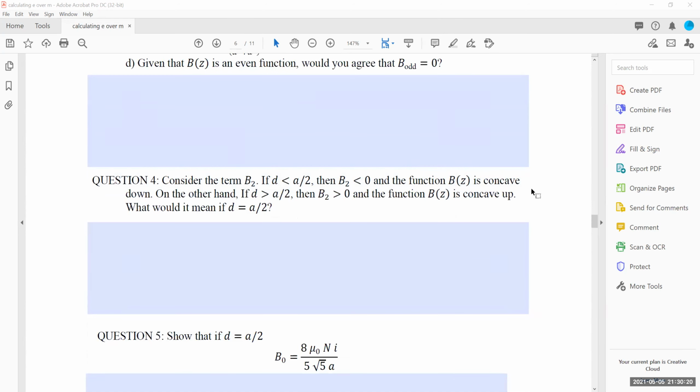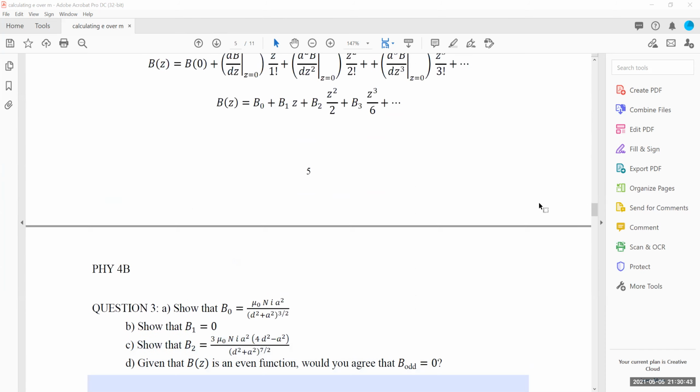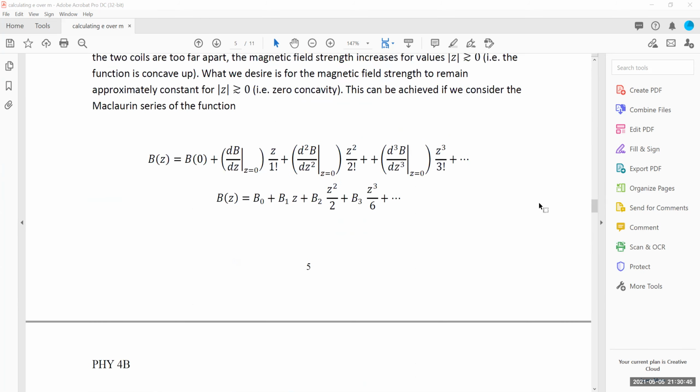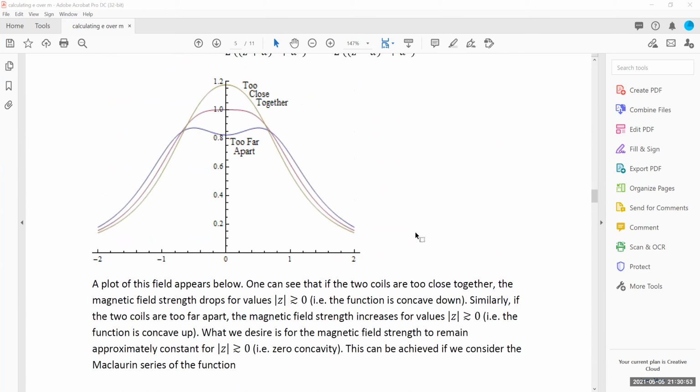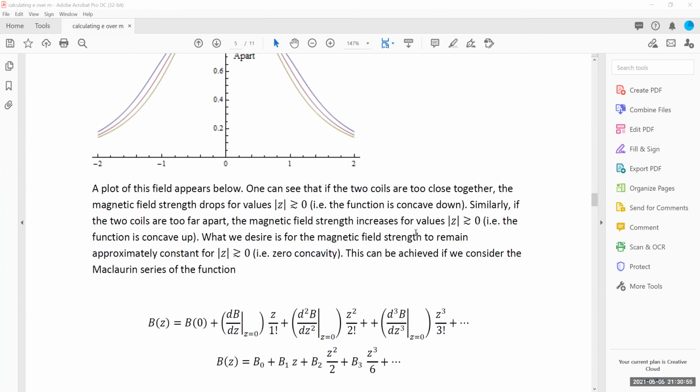So consider the term b2. If d is less than a over 2, then b2 is negative, and then b sub z is concave down. On the other side, if d is greater than a over 2, then b sub 2 is positive and the function is concave up. What would it be if d is exactly a over 2? You're going to sub the value in here for a over 2 in the other expression. In other words, c is just 1/2. So you're going to sub that value of c, 1/2, in the function that I did and see what it would be. So that is how you have chosen it.